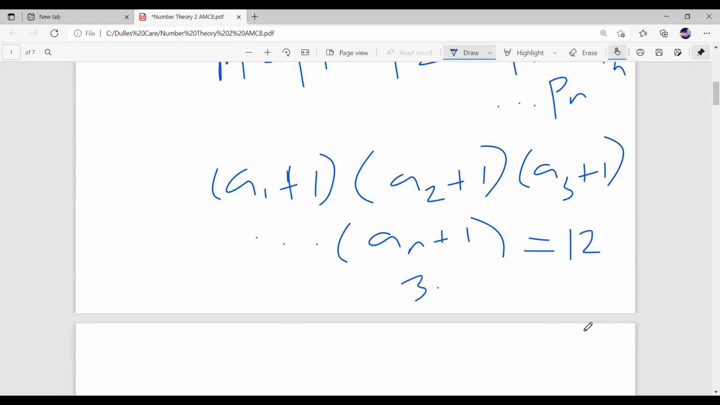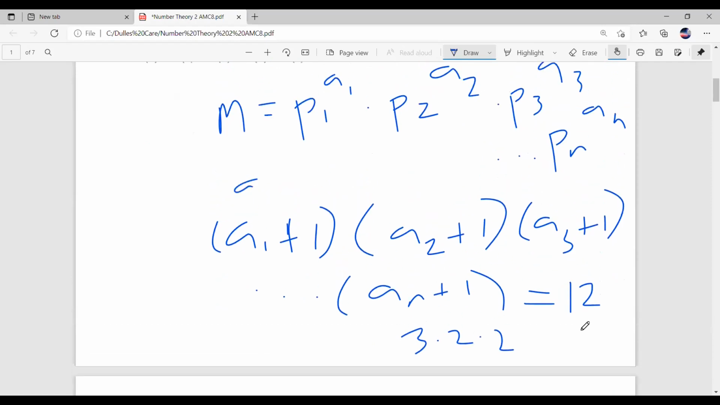We find that if we factor as 3 times 3 times 3, 3 times 2 times 2, then we get that a squared times b times c is equal to m, where m is the least number of students possible. Because 2 plus 1 equals 3, 1 plus 1 equals 2, 1 plus 1 equals 2. Let me just write 1 right here and 1 right here: 1 equals a2, 1 equals a3.